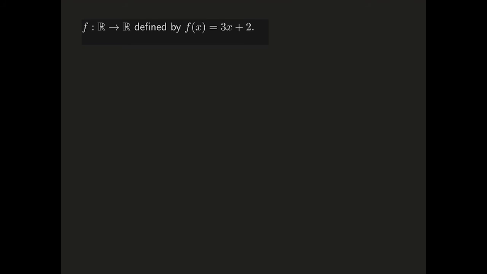How would we prove the claim? How would we prove the claim that f from R to R, where f of x is 3x plus 2, is onto? I'm going to use the term onto, because you need to learn to be flexible with these things. Okay, so let's prove this.